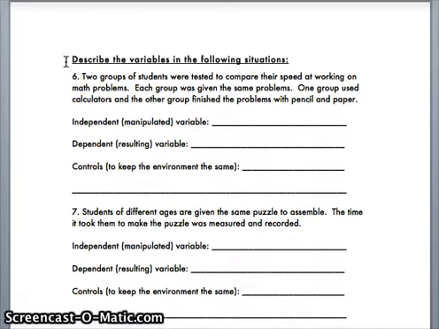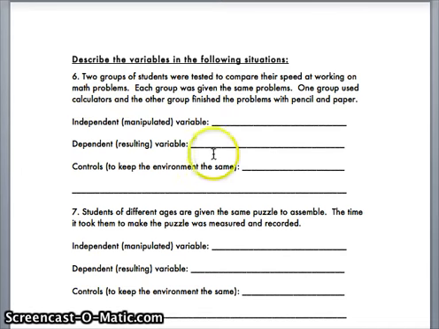In the next section of the test, you are going to describe the variables in the following situations. Number 6. Two groups of students were tested to compare their speed at working on math problems. Each group was given the same problems. One group used calculators and the other group finished the problems with pencil and paper. Write the independent variable here.